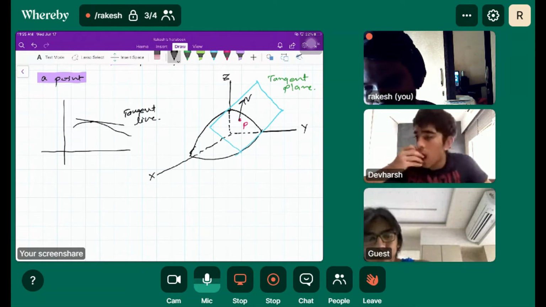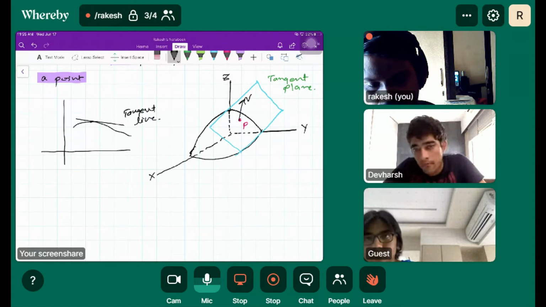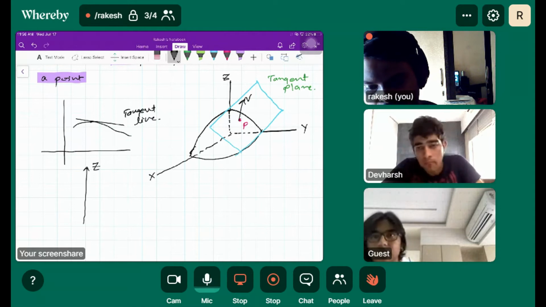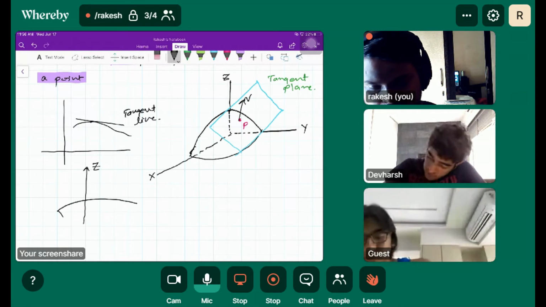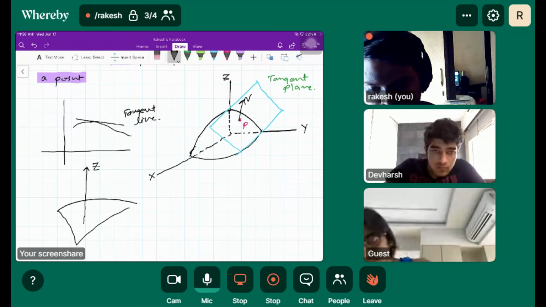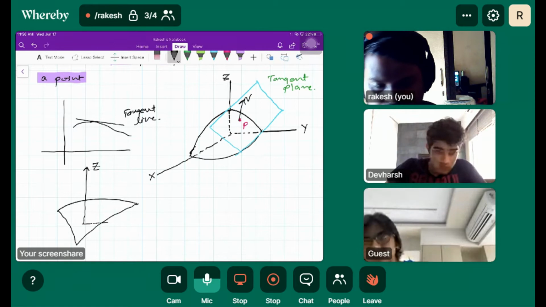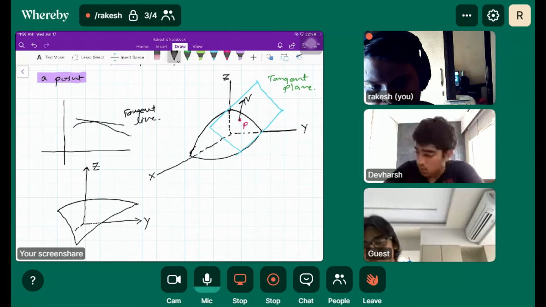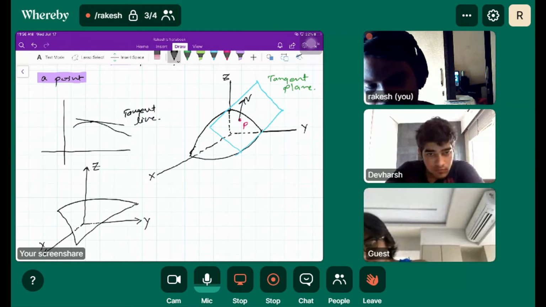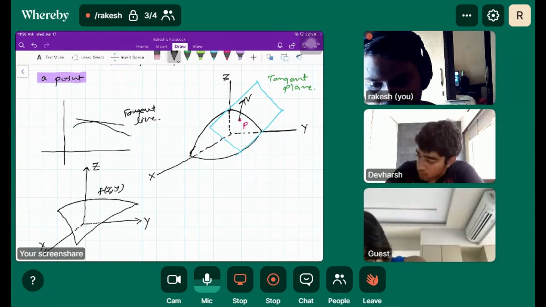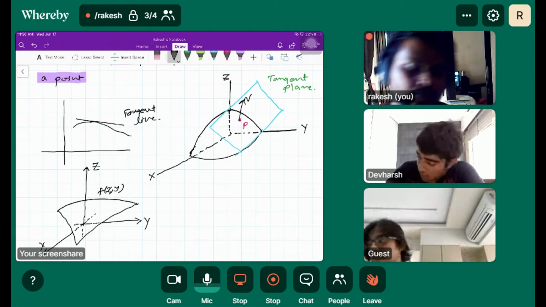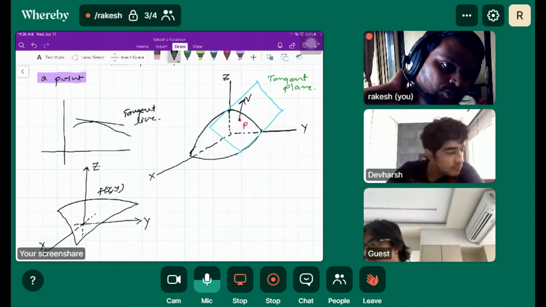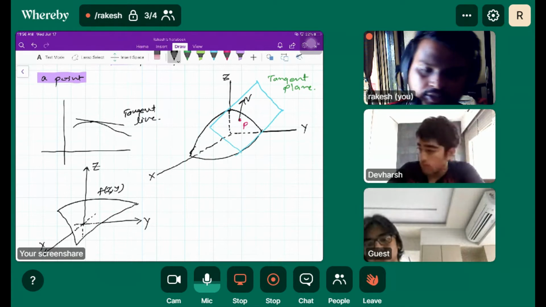Okay. Now draw another diagram. How do we find the normal vector? What is the idea of the normal vector here? Suppose this is the surface, the surface of f of x comma y. Now, as I said, we have to draw the level curve, right?